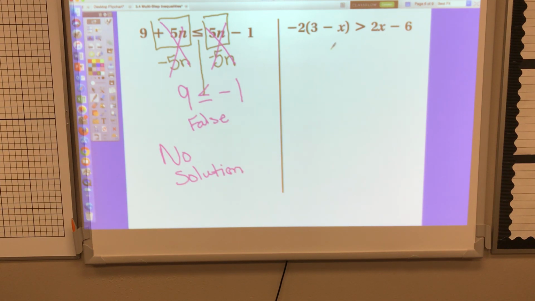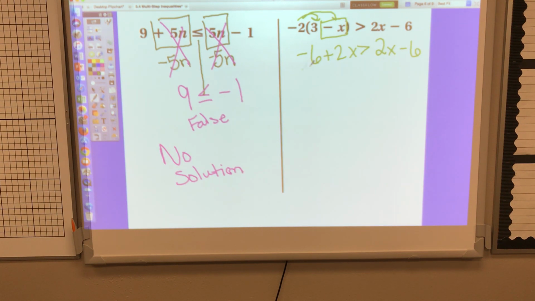The second one, my first step, I have parentheses, so I need to distribute. Negative 2 times 3 is negative 6. Negative 2 times a negative x is a positive 2x. And I have greater than 2x minus 6.